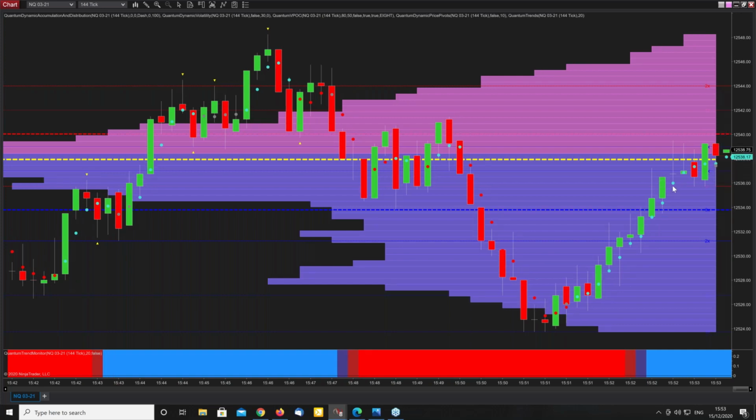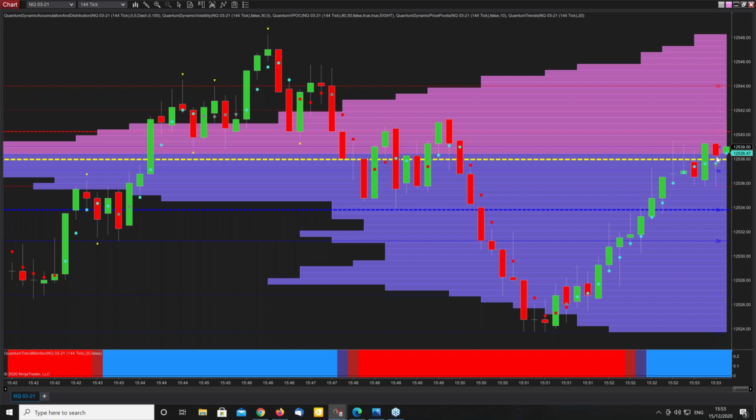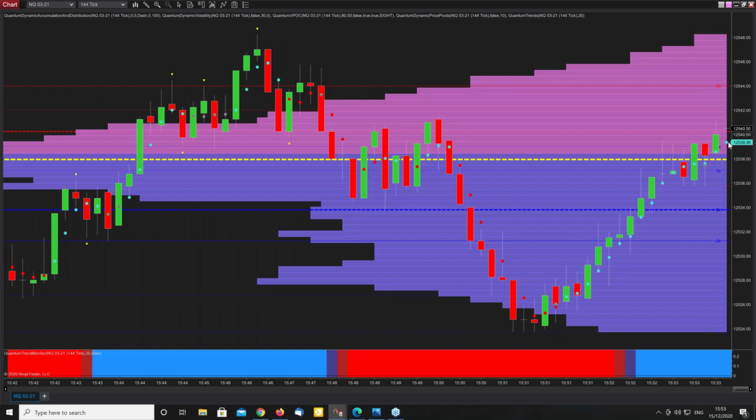So they're either at the bottom pushing up, as they are here. This one closed up, so it's underneath. So it's pushing up, pushing up, pushing up, trying to push away from there. Another one underneath, pushing up. The trend monitor supporting all the time.